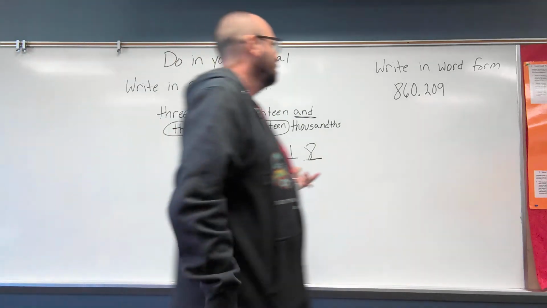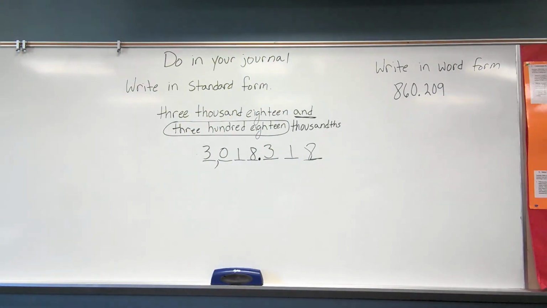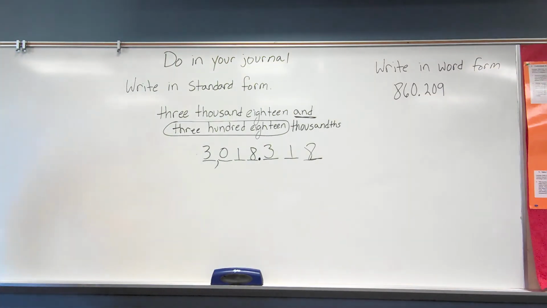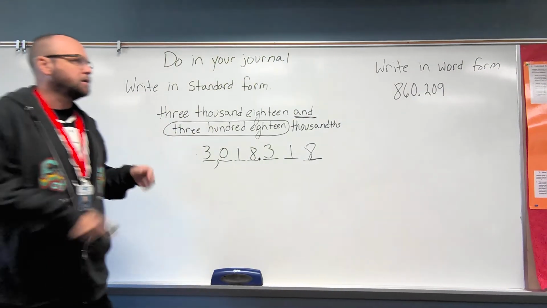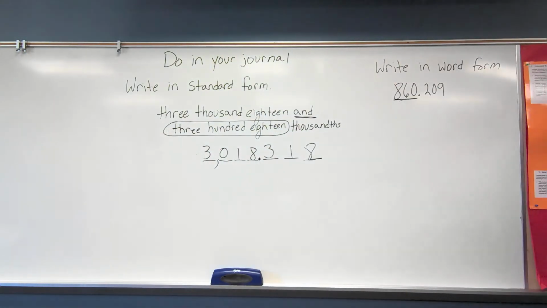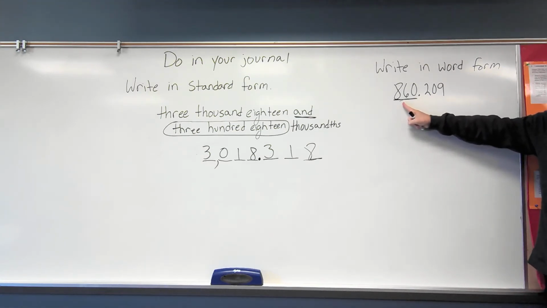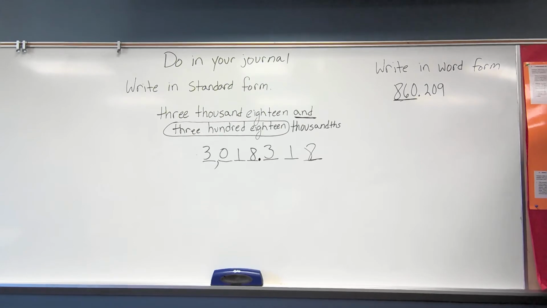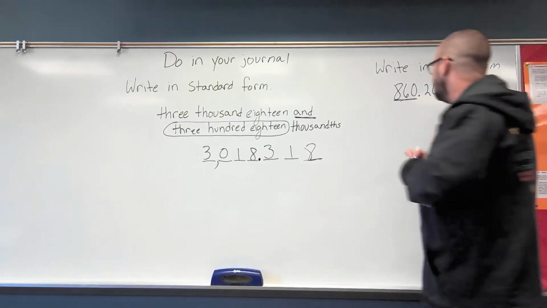All right, so now we have a number written in standard form. We're going to write it in word form. We are going to look in front of the decimal point. So we are just looking at these 3 numbers. Isabella, if you had this much money, how much do you have? No, just the underlined portion. 860. Awesome sauce.